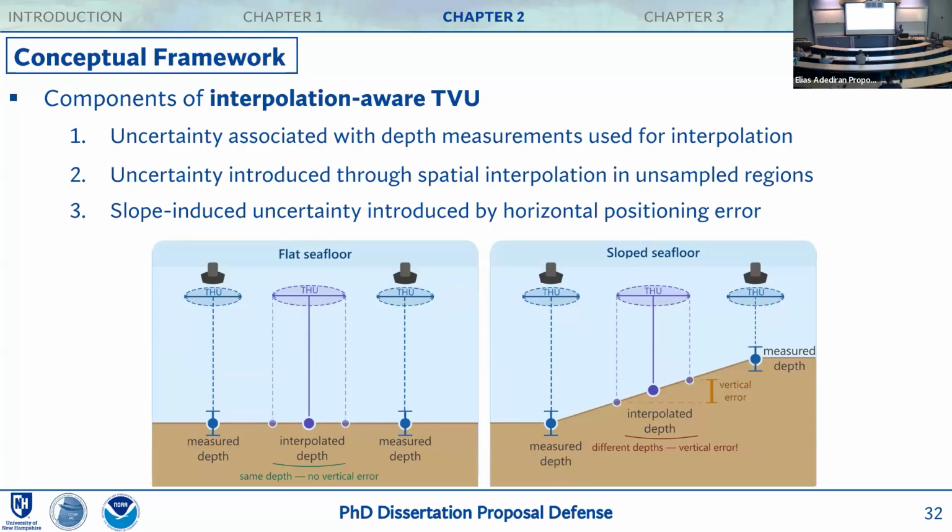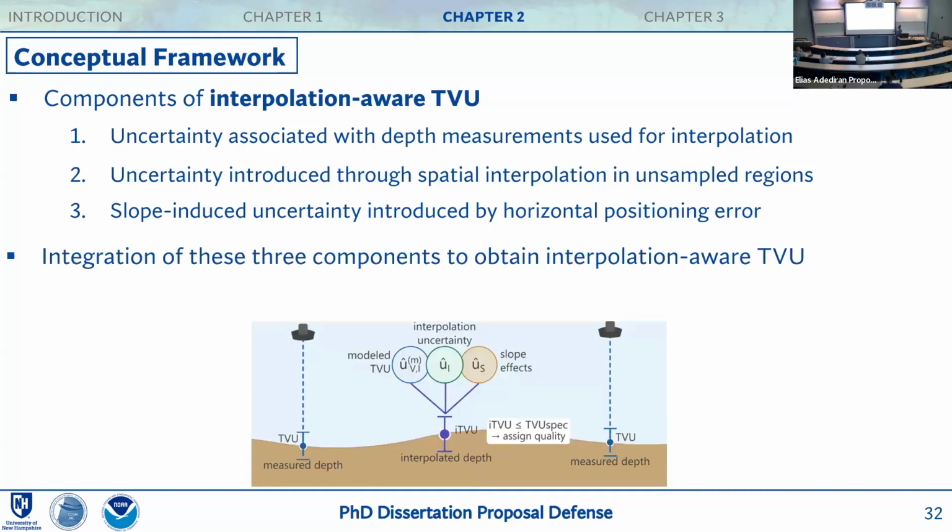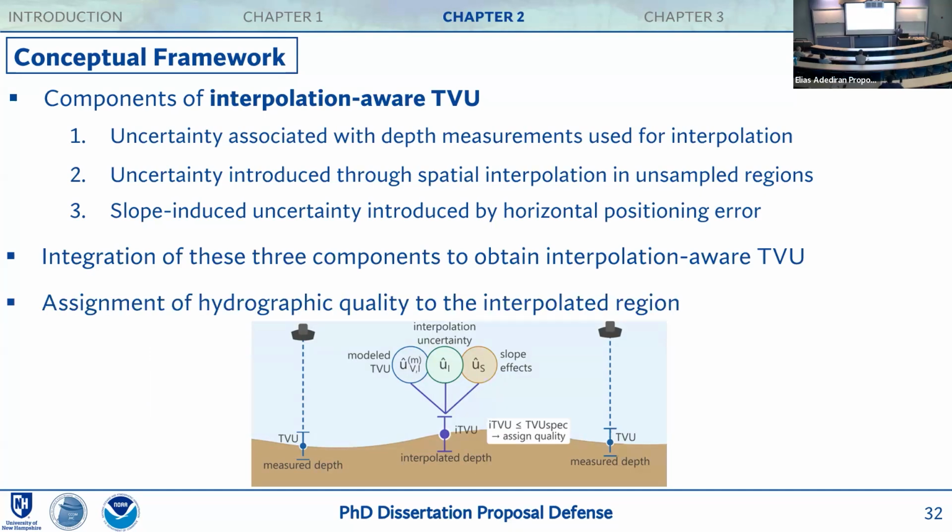So in case we fall in this kind of case, would this be significant or not? That's also another question that we would see as I address this problem. Once we have these three components, the next step is to integrate them to obtain the interpolation-aware TVU, combining the model TVU, the interpolation uncertainty itself, and the slope-induced uncertainty. Once we have this information, we can assign hydrographic quality to the interpolated region by comparing with the cutoff level that what we've estimated meets.